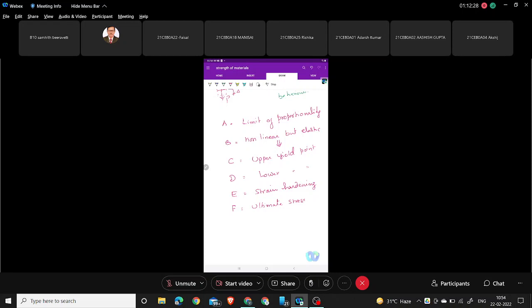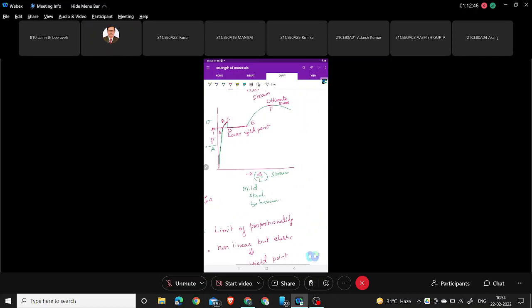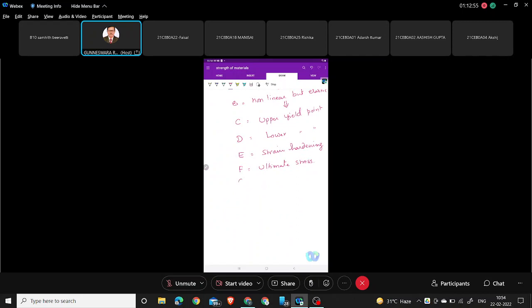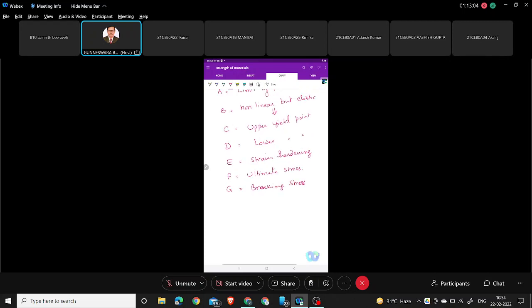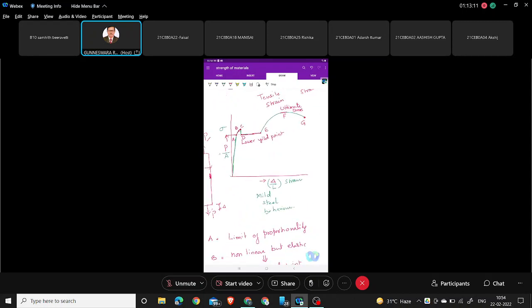Thereafter, the diameter of the bar starts getting reduced. Once the diameter starts reducing, the actual stress increases, but the calculated stress, that is P by A based on the original area, starts decreasing. Therefore, there will be reduction in the stress, and at this stage the breaking takes place. So at G, the breaking stress means it fails. These are the different stages in the case of mild steel.